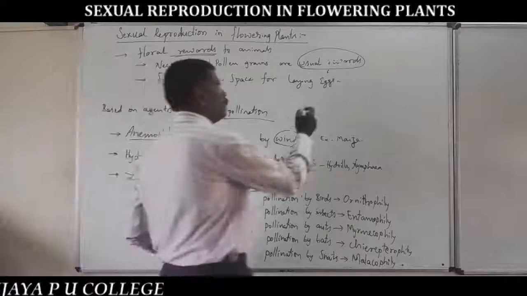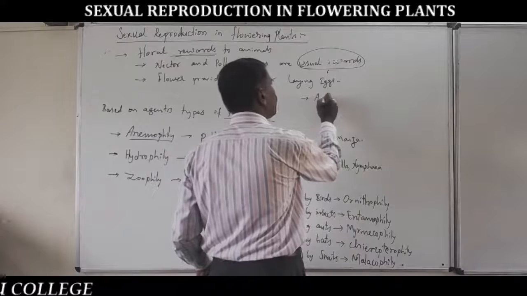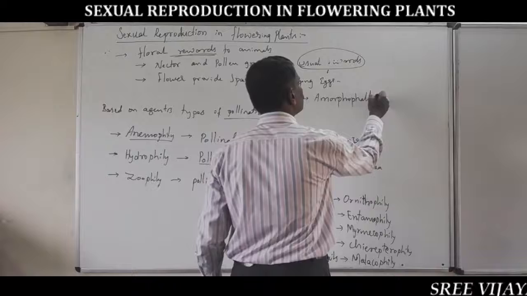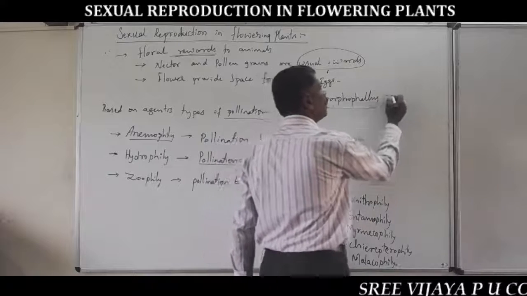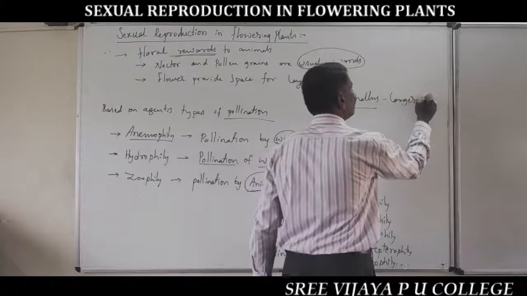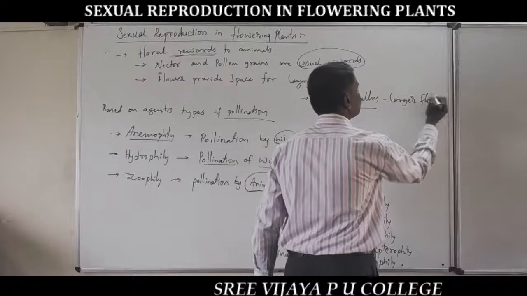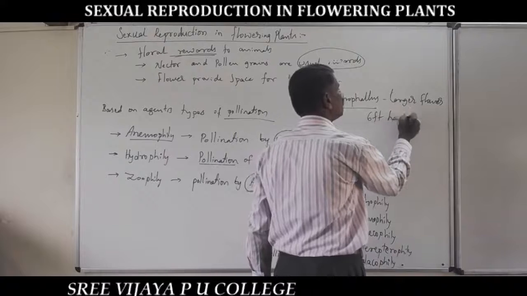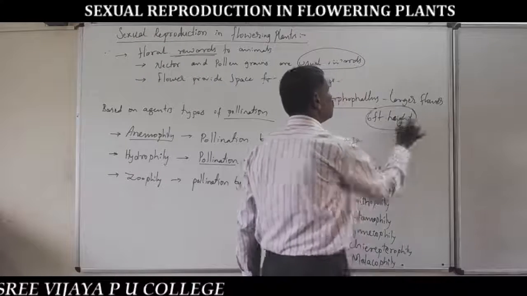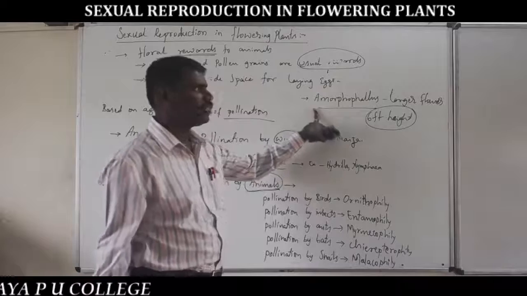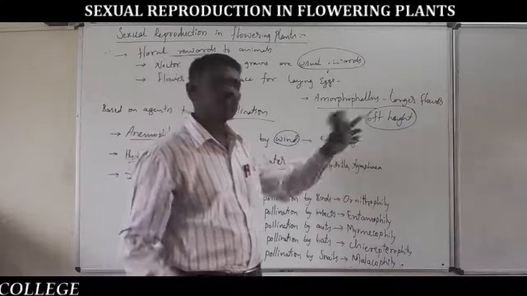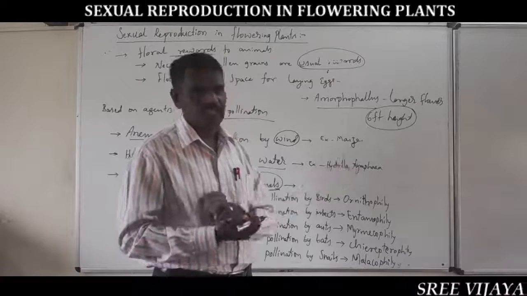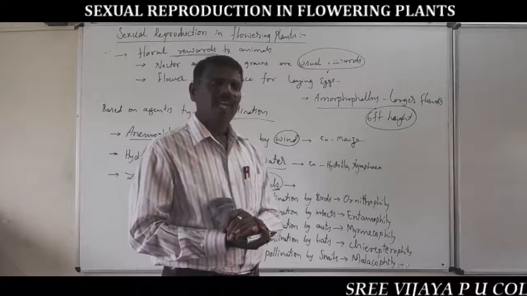For example, one of the flowers is Amorphophallus. It is a larger flower, nearly 6 feet high. Amorphophallus, a large flower which grows 6 feet in height, is a safe place for those insects to lay eggs.